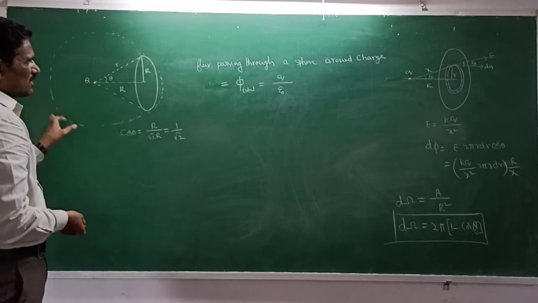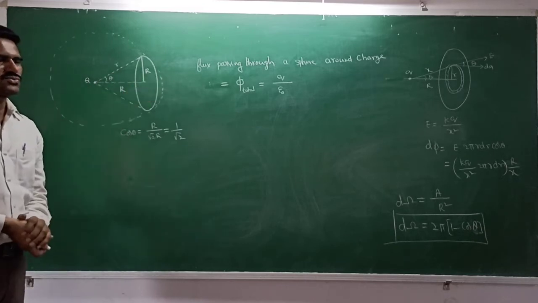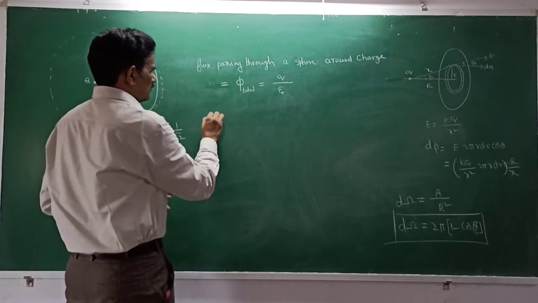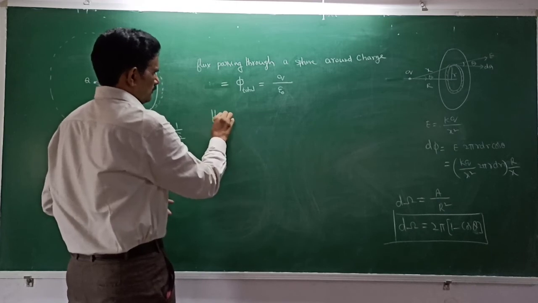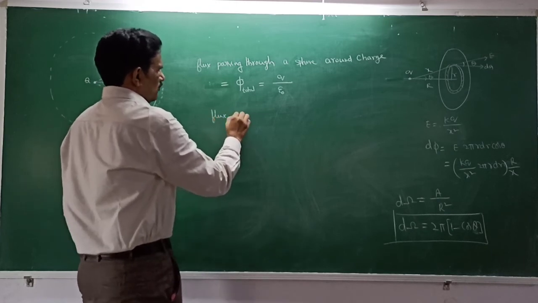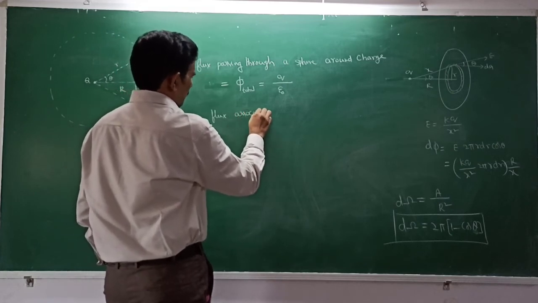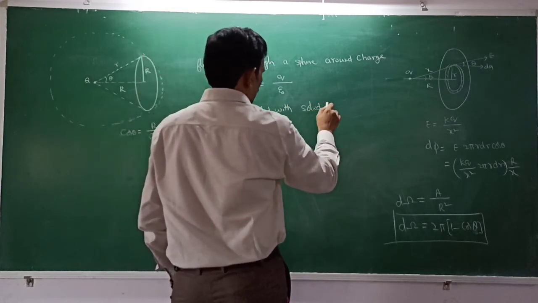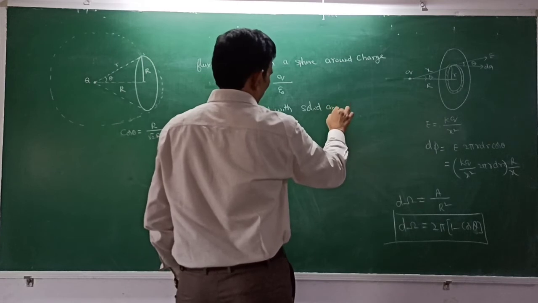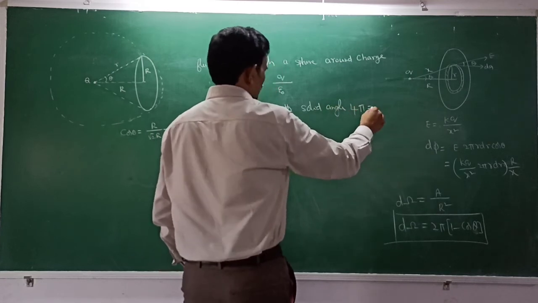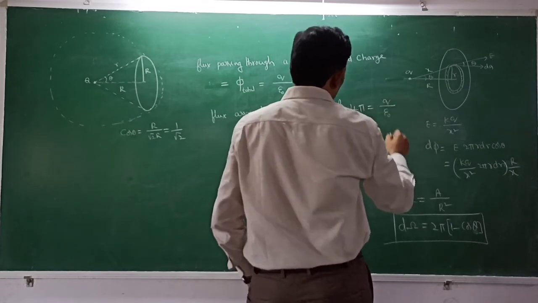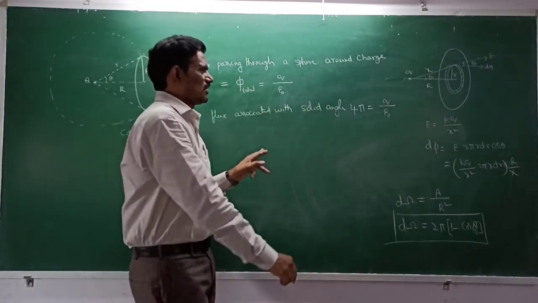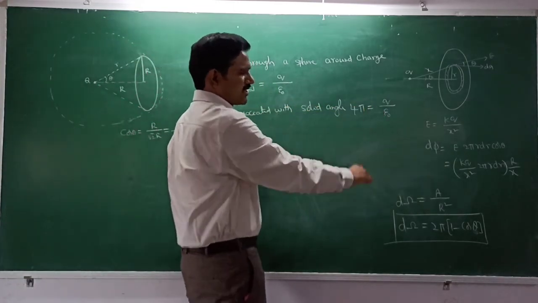So this will be a part of the cap actually. If I imagine a sphere like this, then the flux passing through that total sphere will be Q by epsilon naught. That means I can write: flux associated with the solid angle 4 pi is equal to Q by epsilon naught. Because it is a complete sphere, the flux passing through a complete sphere is associated with the solid angle of 4 pi, right?